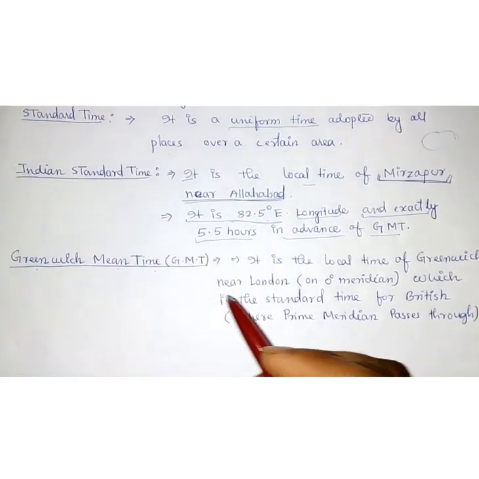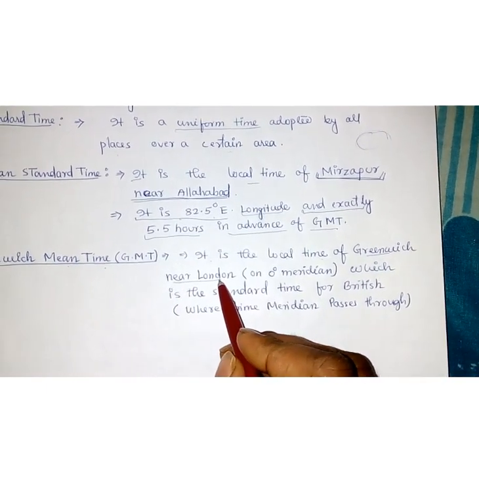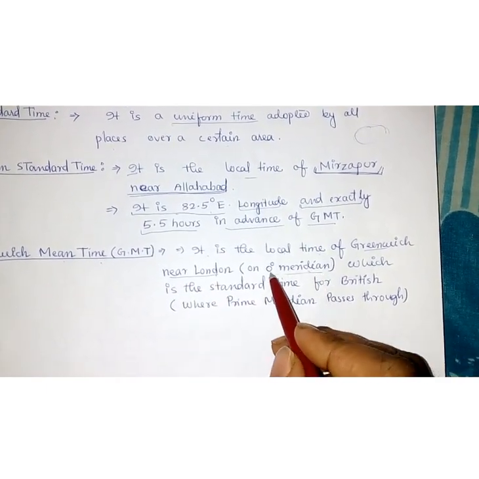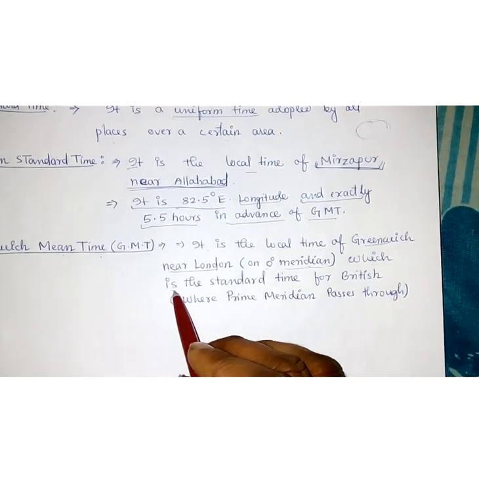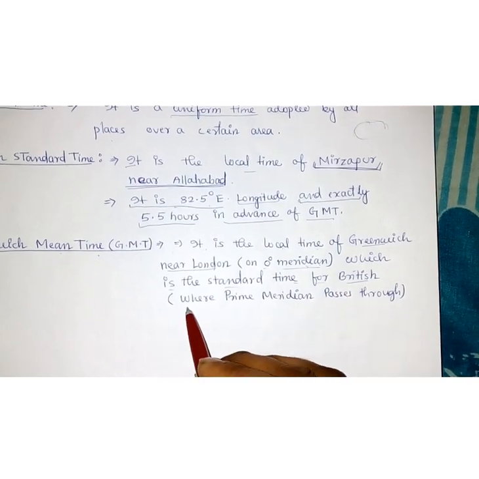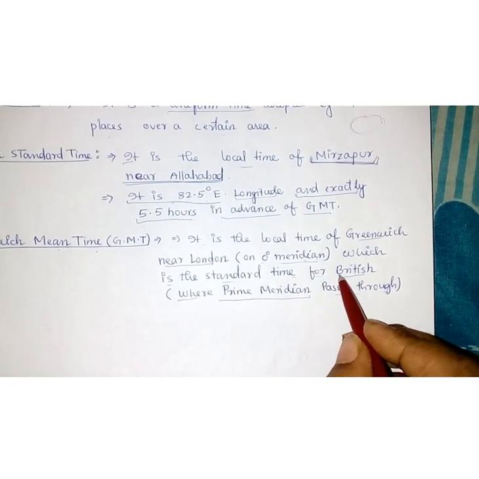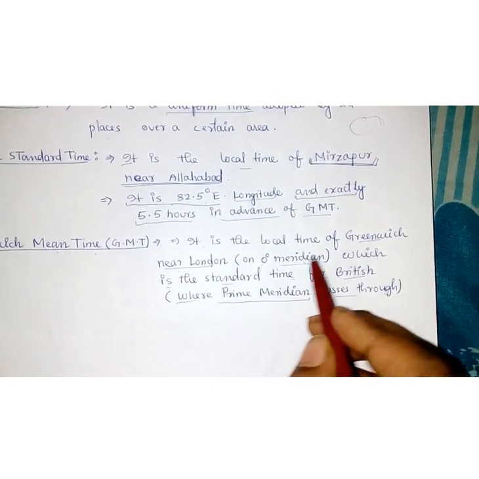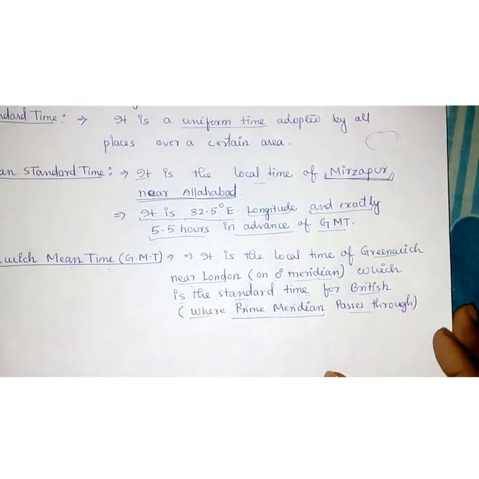Okay, let's talk about Greenwich Mean Time. It is the local time of Greenwich near London, on the 0 degree meridian. The 0 degree meridian is the prime meridian, which is the standard time for the British. The prime meridian passes through Greenwich near London. That's why it is known as Greenwich Mean Time, GMT.